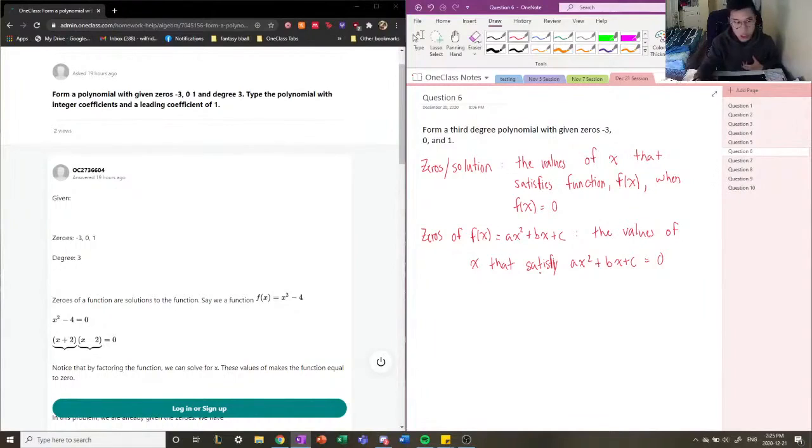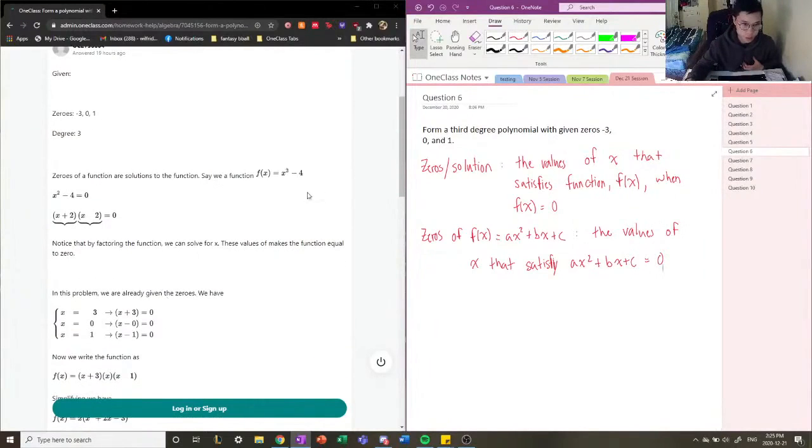Okay? So going back to zeros, the primary method of finding the zeros of a polynomial function is to factor it and to find the respective zeros of each of the factors. In our junior tutor solution here, they gave us the quadratic function x squared minus 4, and they factored it to be x plus 2 and x minus 2. They found the solutions when x plus 2 is equal to 0 and when x minus 2 is equal to 0.